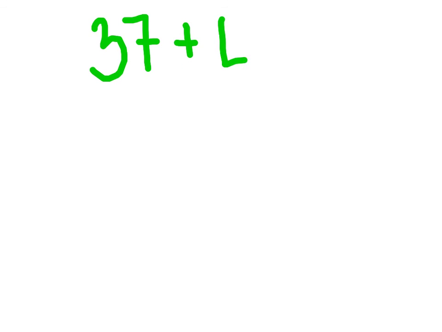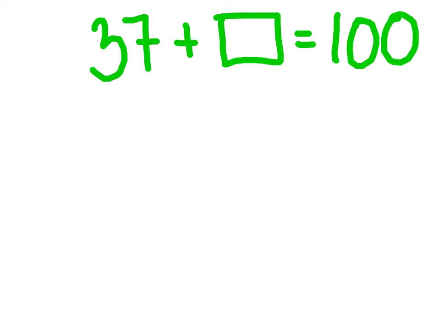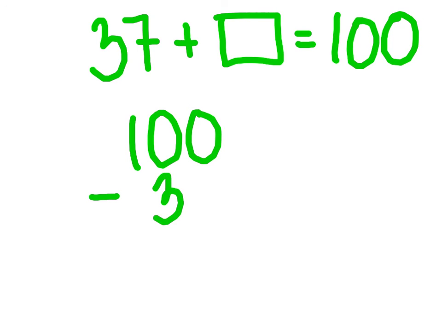For number 5, we need to figure out which number is going to go into the box. So we need to write 37 plus what equals 100. So I know that I can work this backwards and do 100 minus 37 equals what? So right now I know that I'm going to need to borrow.